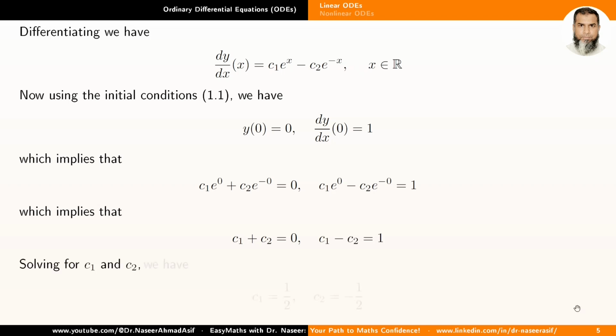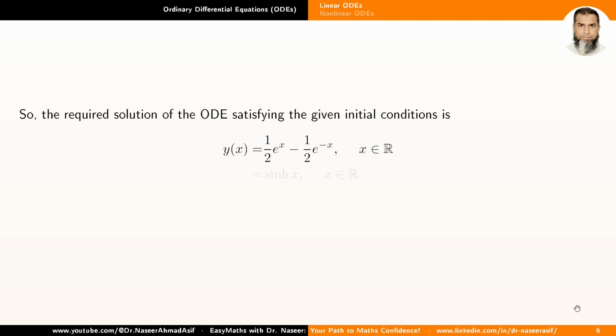Well, solving this for c1 and c2, we have c1 is equal to 1 by 2, c2 is equal to minus 1 by 2. So the required solution of the ODE satisfying the given initial condition is y of x is equal to 1 by 2 exponential x minus 1 by 2 exponential minus x, where x belongs to R. So y of x is equal to sine hyperbolic x, where x belongs to R.